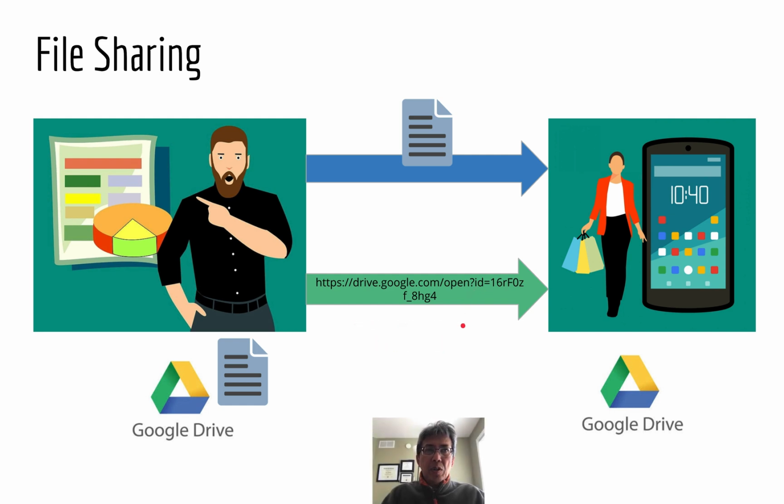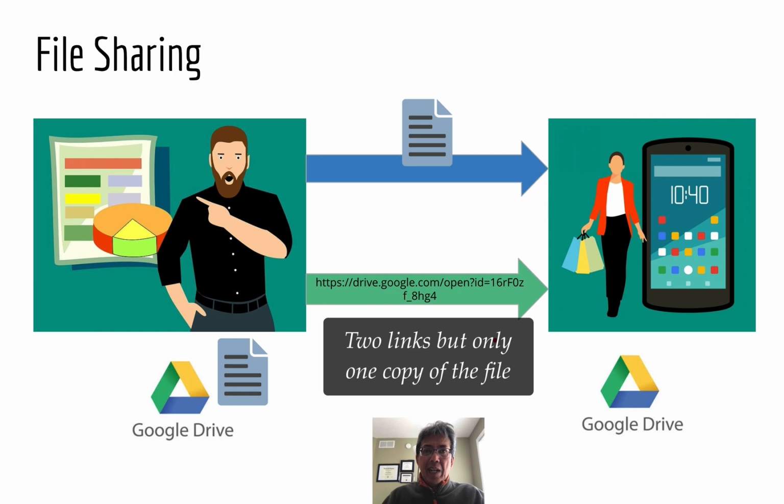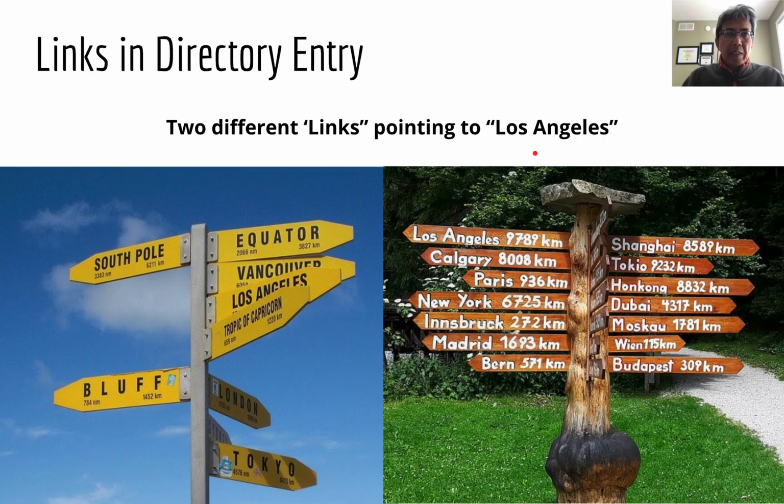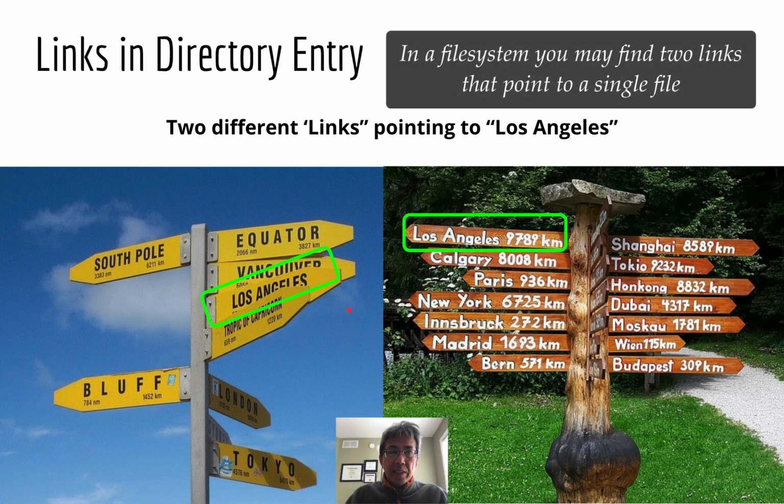So using the second approach, we will see that only one copy will exist in the Google Drive, but both developers can access the same copy of the file. So this is why linking or file linking is an important and useful feature in a file system. A link in a directory is just a pointer that leads to the actual file. The 2 pictures in this page show 2 signposts that direct you to the city of Los Angeles. Although you see 2 pointers, there is only one city of Los Angeles.